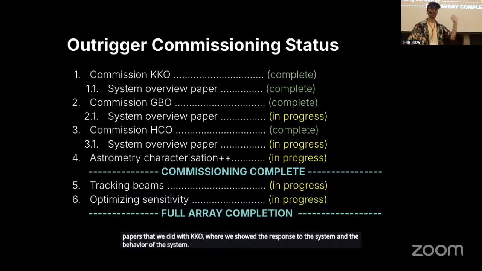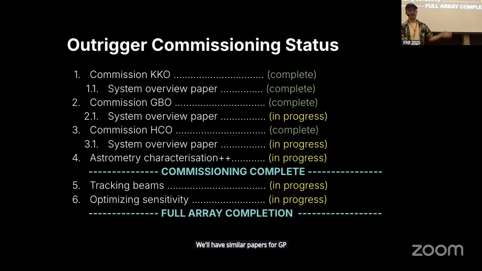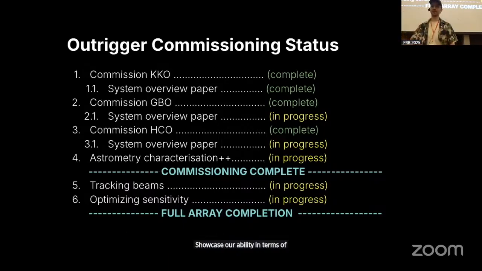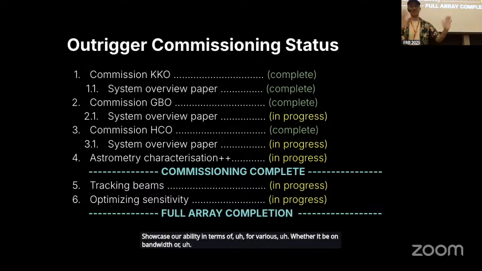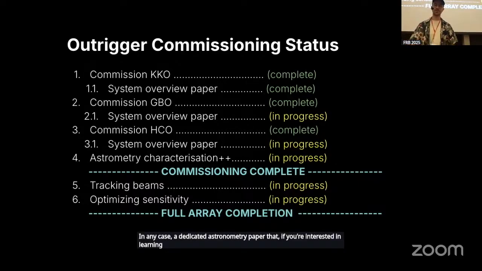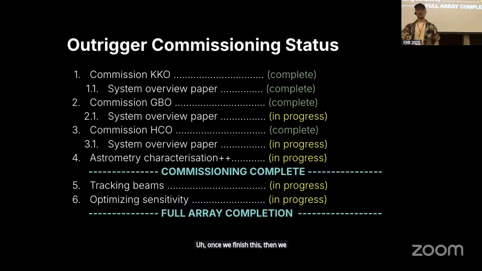We'll have similar papers for GPO and Hat Creek. And we're also going to be having a dedicated astrometry paper that is being led by Shion, just to showcase our ability, whether it be on bandwidth or in any case. If you're interested in learning more about that, feel free to ask. Once we finish this, then we would say that commissioning is largely complete.